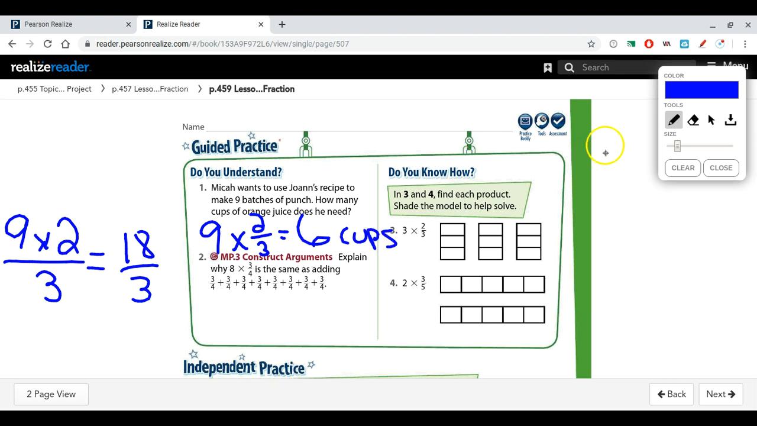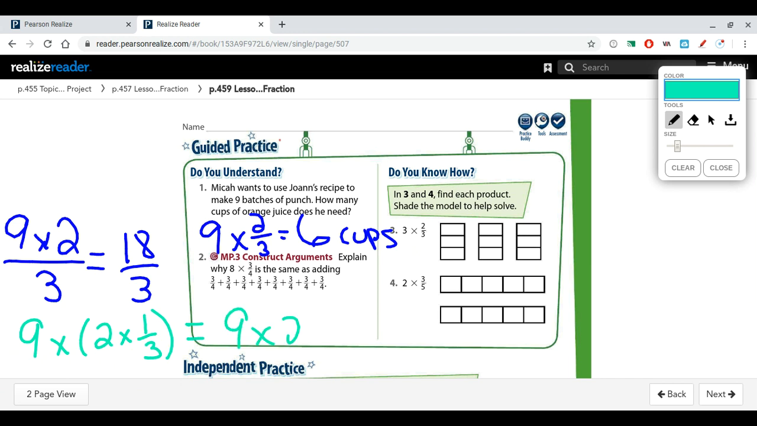The other way that I could do that problem is I could do the associative property. So this is what it would look like with the associative property. So let me change colors here. That'll work. So the associative property would be 9 times 2 times 1/3. Okay, so I have 9 times 2 times 1/3. I now rearrange this. So I rearrange where I want to put my parentheses to where I'm multiplying the whole numbers together first. And then I'm going to multiply it by the fraction after.